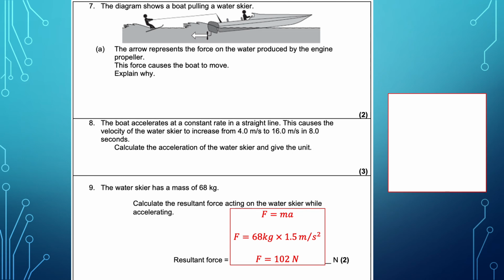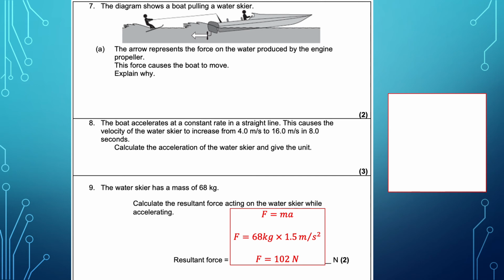Number 7. The diagram shows a boat pulling on the water skier, and if you see the arrows coming out from that propeller at the back of the boat, the arrow represents the force on the water produced by the engine propeller. So this force causes the boat to move. Now this one is the same type of question as before, where we were asking which direction the car exerts force on the barrier or the barrier on the car, right? So this one specifies that the arrow shows you the force produced by the engine.